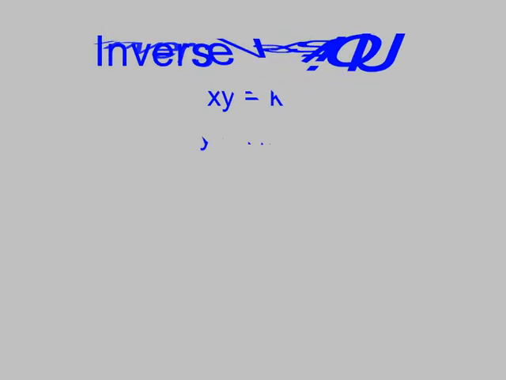Numbers vary inversely if the product of the two variables is constant. For instance, x times y yields k, a constant. In this case, if you divide that constant by one of the variables, you'd get the other variable. For instance, y would equal k divided by x.